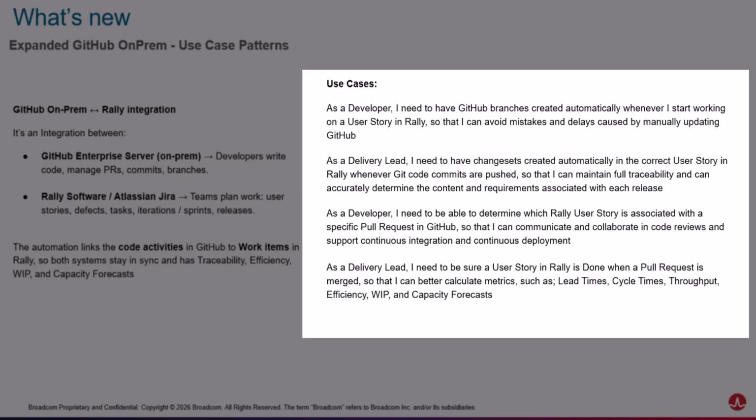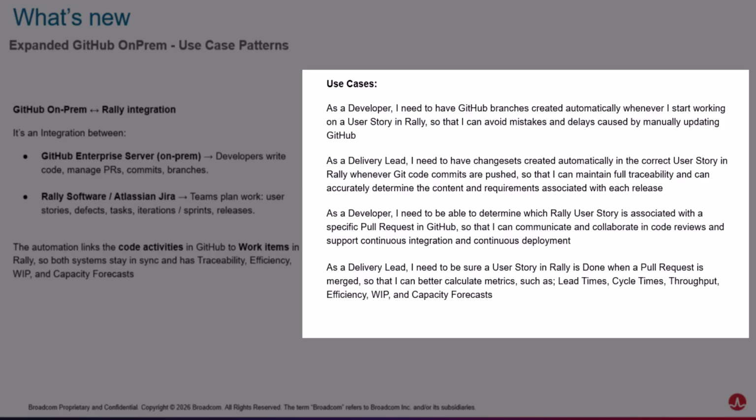For example, say a user story is created and assigned to a developer, and the developer starts working on it, which means he moves it to In Progress. Once he makes it In Progress, we'll have an automatic branch created in GitHub. So we'll have an automation that goes from user story to GitHub branch.